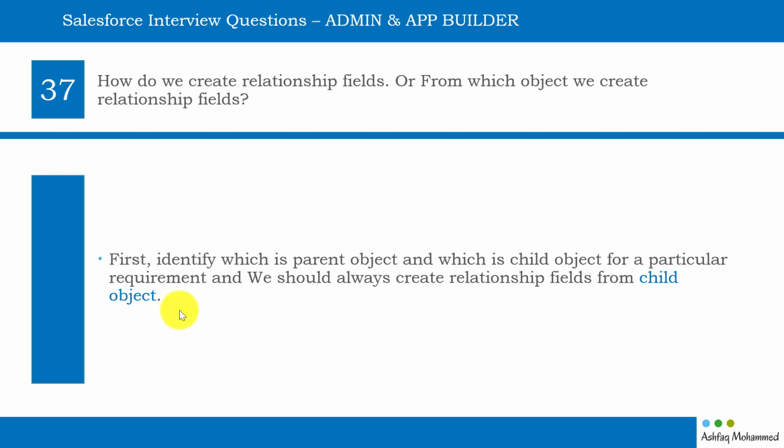Then when they try to do it, they realize, okay, I have made a mistake. Then they go and delete that relationship, go to the child object, and create the relationship again. So why do all those things? Just remember the thumb rule: whenever you have to create a relationship, always create that object relationship field from the child object.